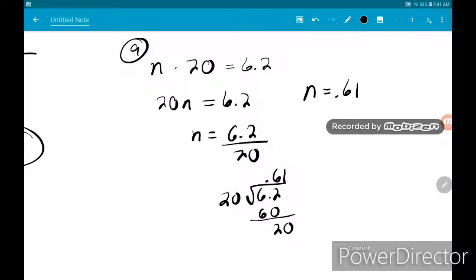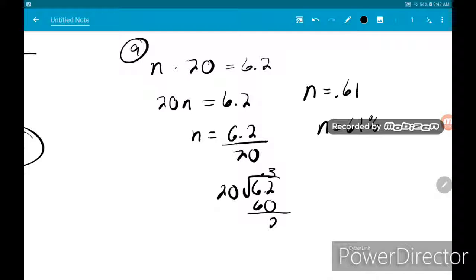No, I got 31%. Look. 20 goes into 62 three times, and that makes 60. 62 minus 60 is 2. Bring down the 0. 20. How many times is 20 going into 60? 3. Yeah. 2 times 3 is 6. So that's 0.31. N equals 0.31, so it's 31%.